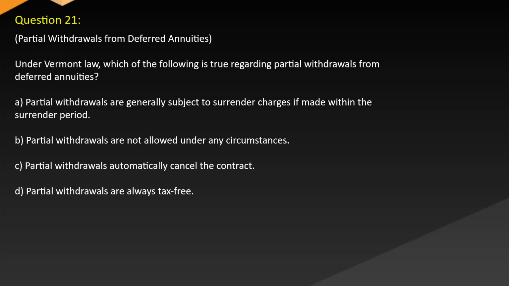Question 21. Partial withdrawals from deferred annuities under Vermont law. Which of the following is true regarding partial withdrawals from deferred annuities? A. Partial withdrawals are generally subject to surrender charges if made within the surrender period. B. Partial withdrawals are not allowed under any circumstances. C. Partial withdrawals automatically cancel the contract. D. Partial withdrawals are always tax-free.